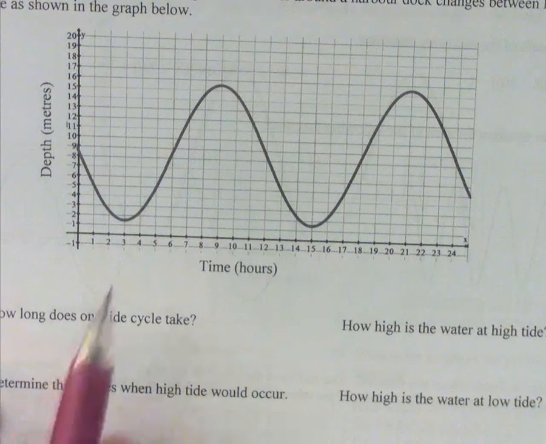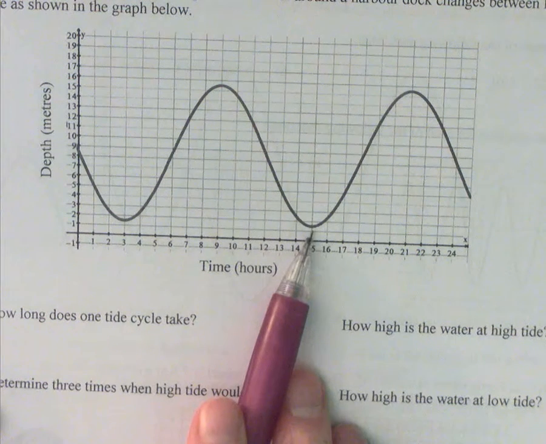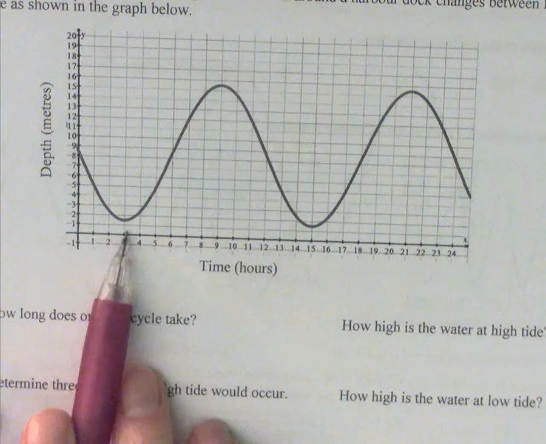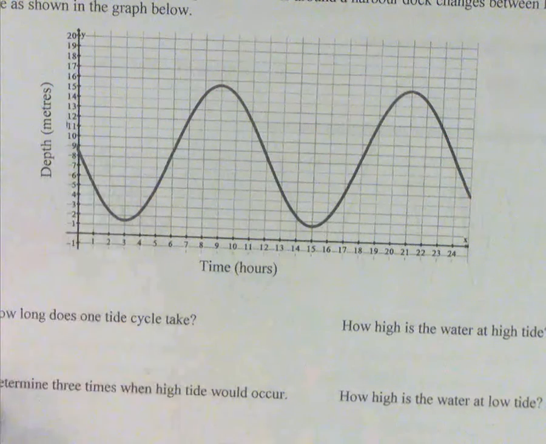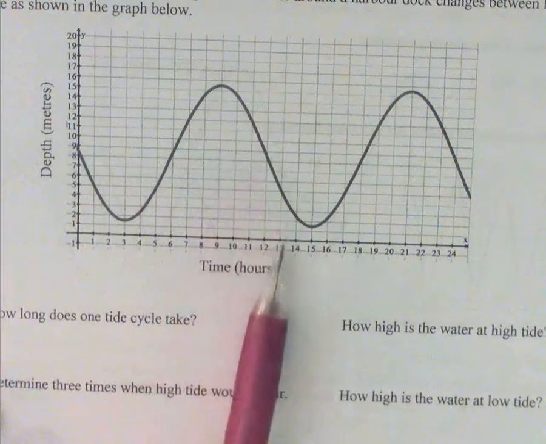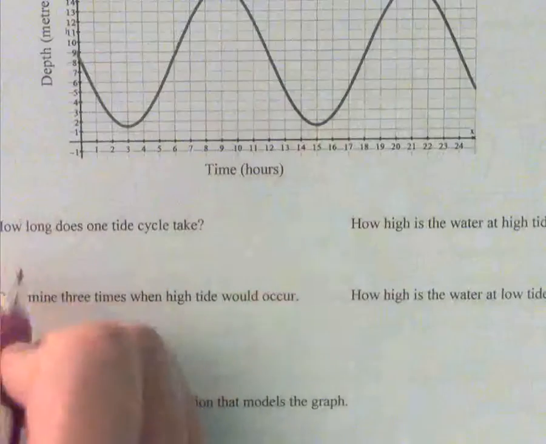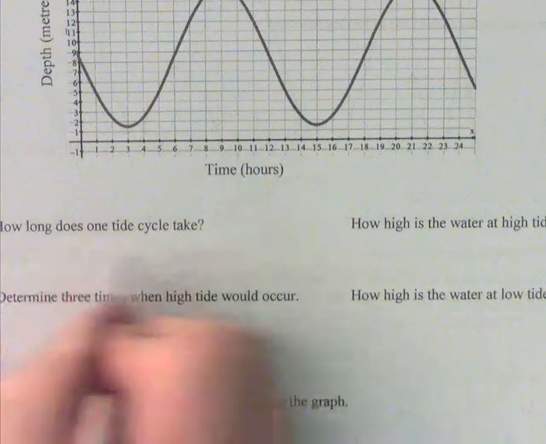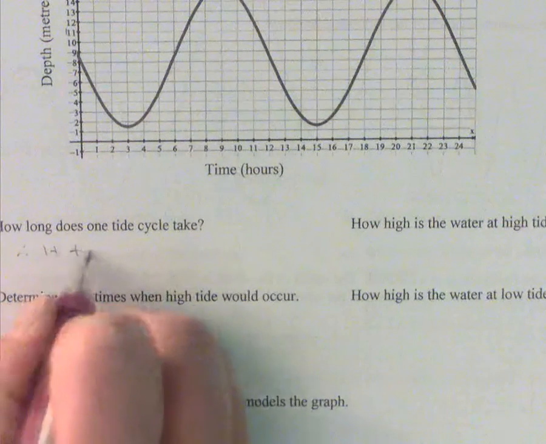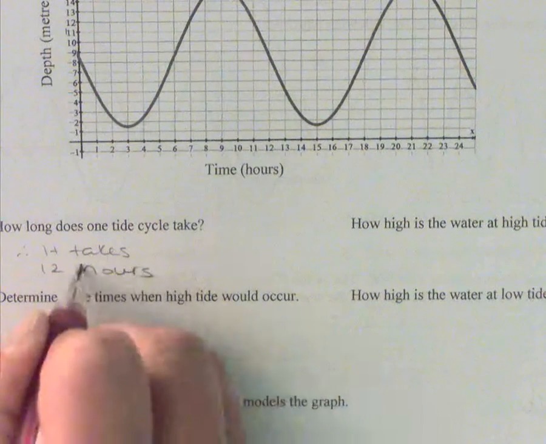If I look, the bottom is here, and the bottom is here again. So 15 minus 3 is 12, so it takes 12 hours. Or I could have looked here, I see that point again over here. Again, it's 12 hours. So how long does the cycle take? Therefore, it takes 12 hours.